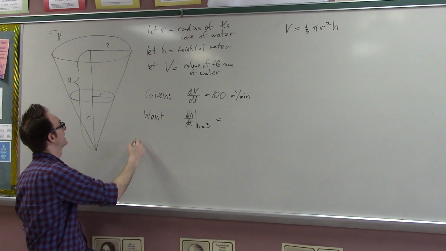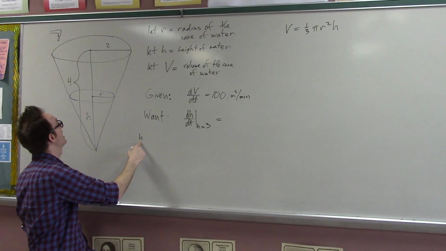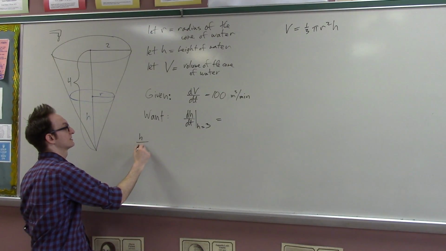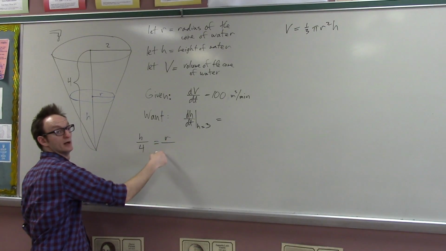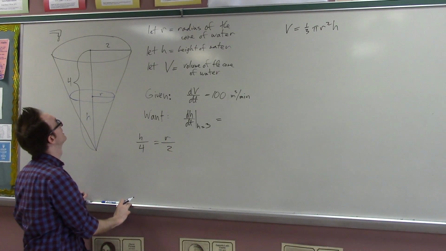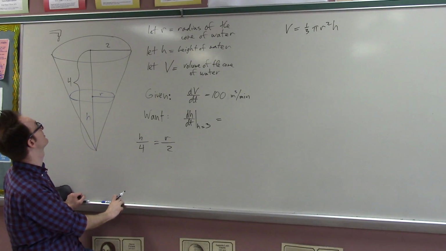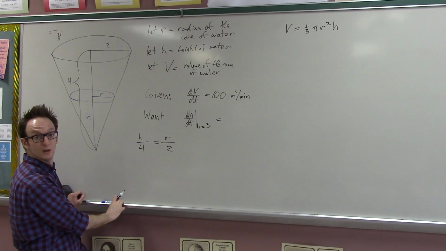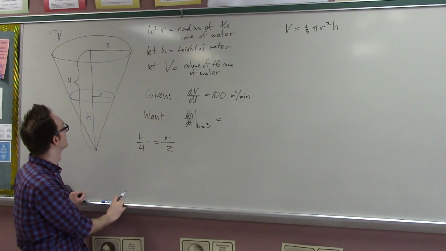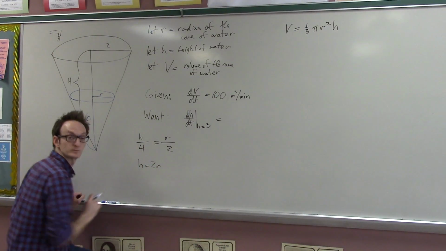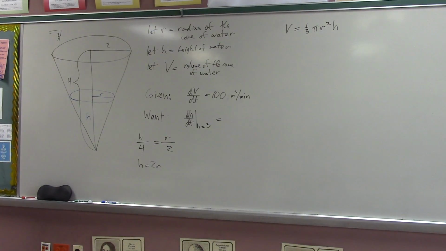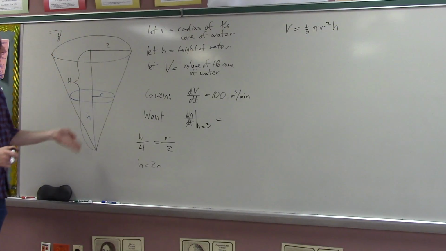Yeah, she says the height of the water has to be to the height of the entire cone as the radius of the water is to the radius of the entire cone. Yeah, maybe even simpler, what's the relationship between R and H? 1/2. Yeah, H has to be twice the radius. Does everyone see that? Because the height of the cone is always twice the radius, so the height of the cone of water has to also be twice. Okay, so good.